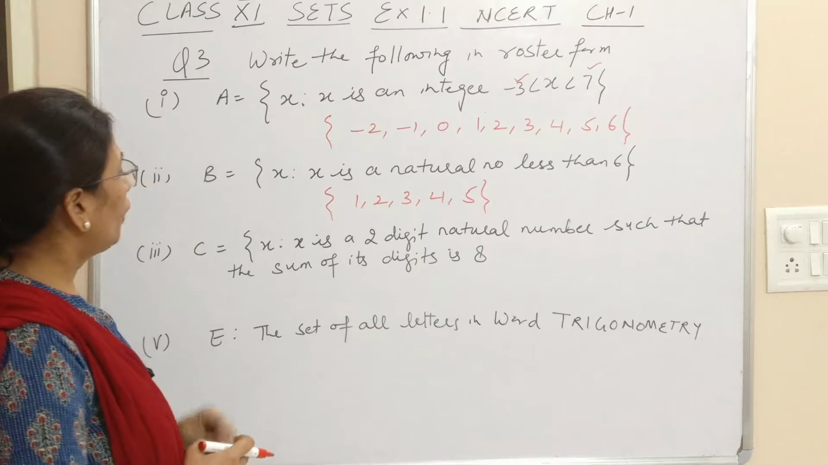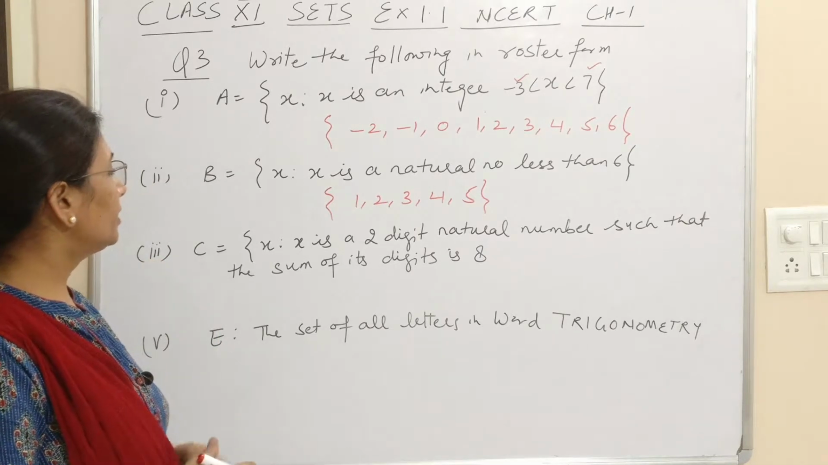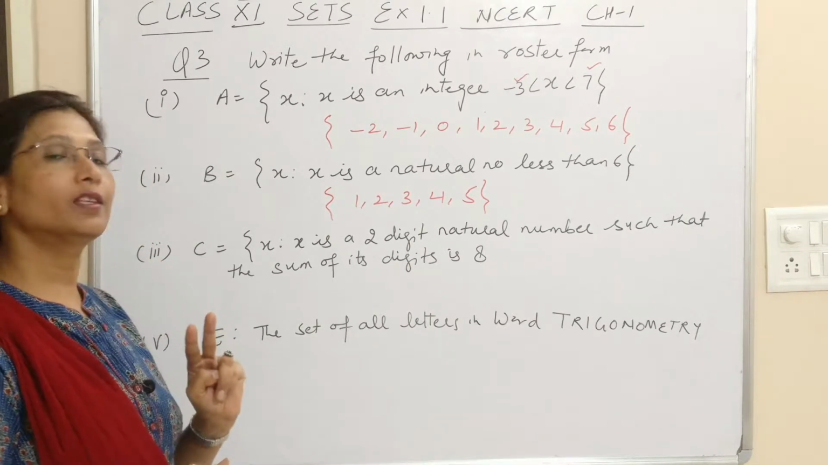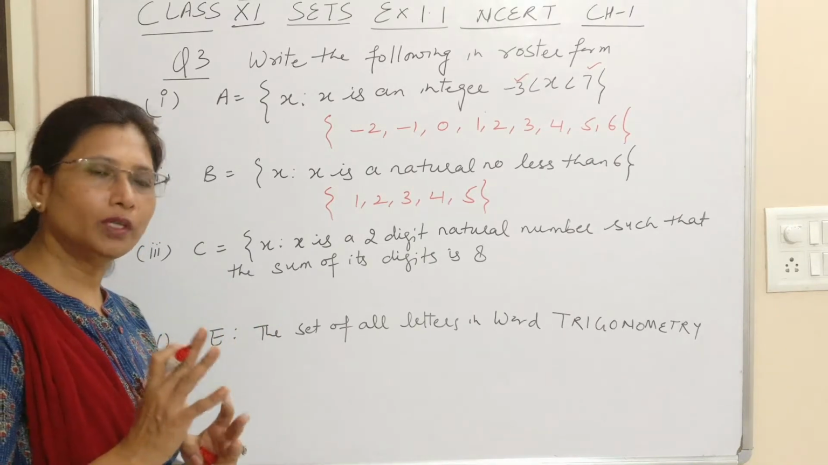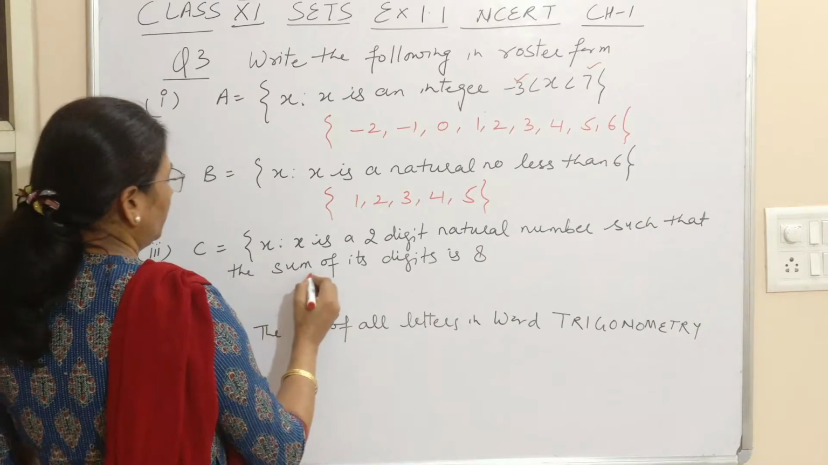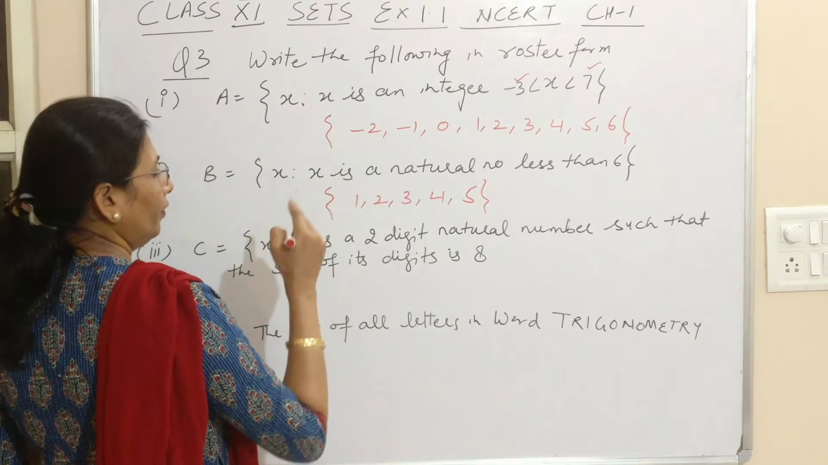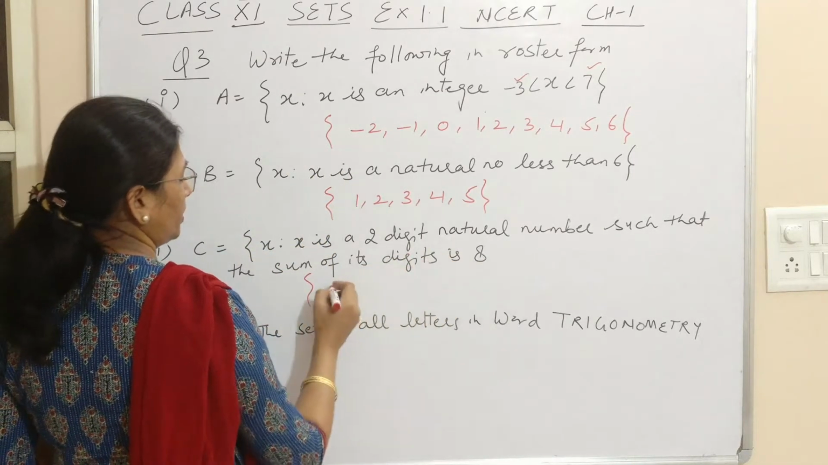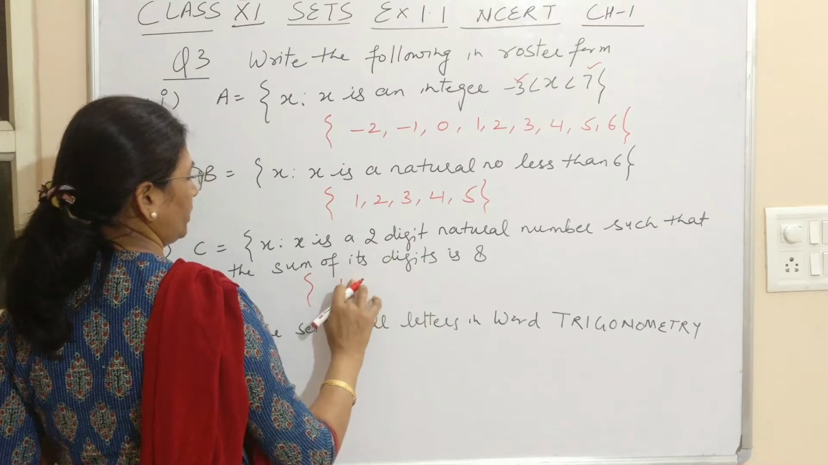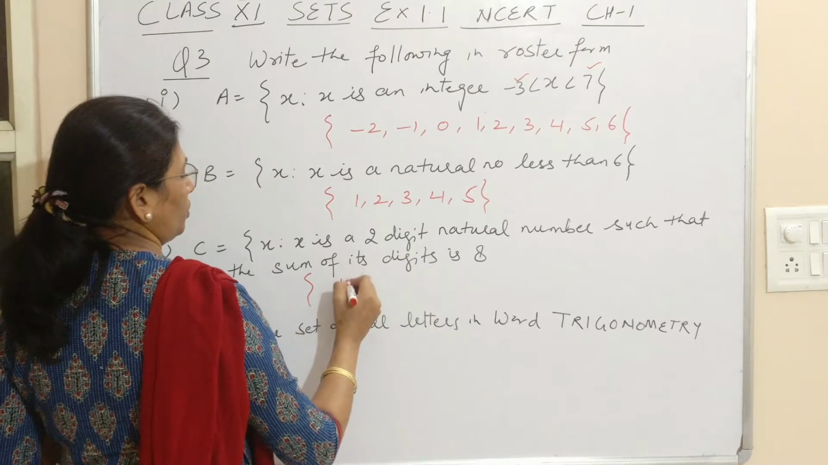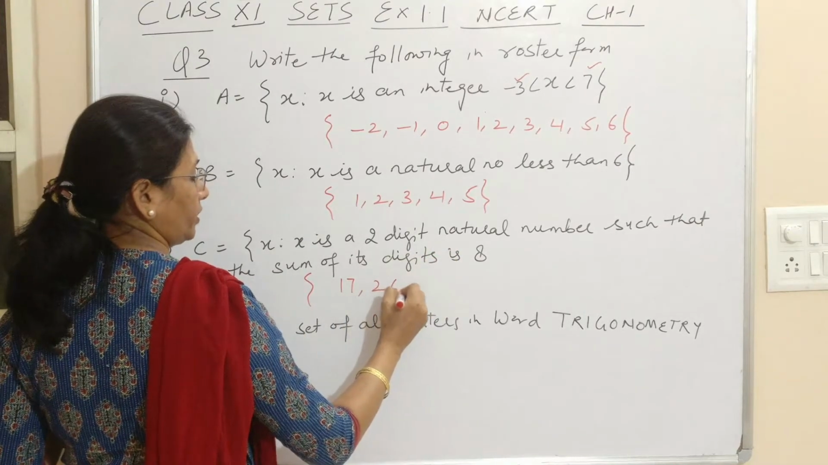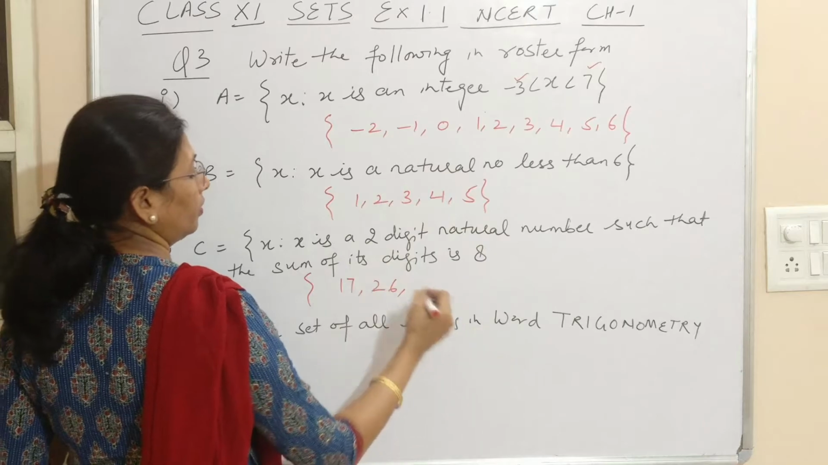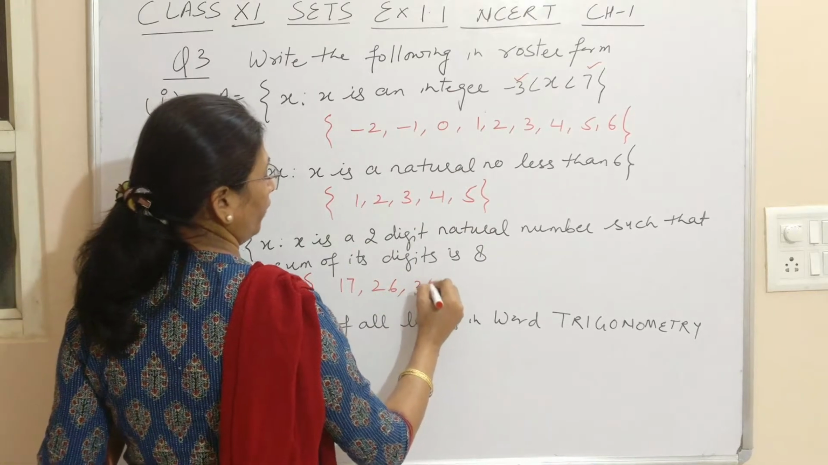Now if we take the third part, it says it's a 2-digit natural number such that the sum of its digits is 8. So we just have to see that no number is left out. 2-digit number, if I start from say 11, the sum is 2, so that is not it. The other is 17, the sum is 8. Then we have 26. Now for the 30s column, we have 35.